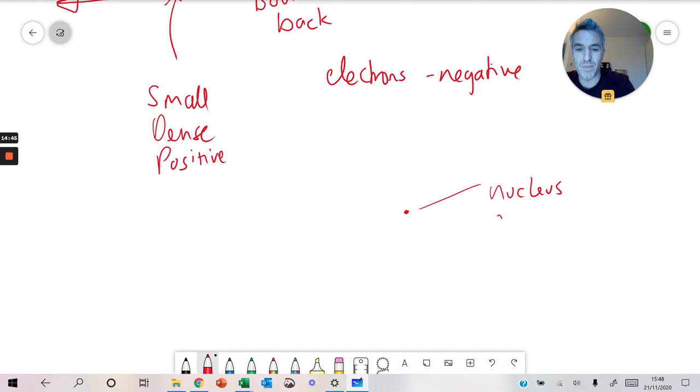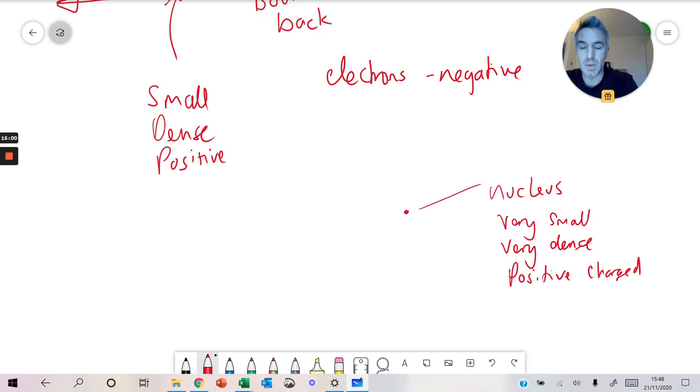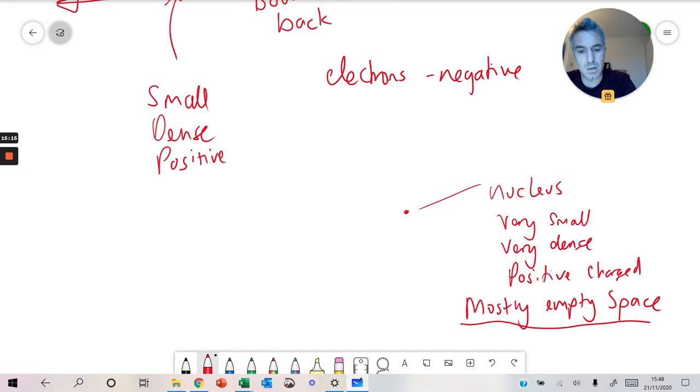A nucleus must be very small, very dense, and positively charged, for these things that they saw happen. He also said that the atom is mostly empty space. He said the atom's mostly empty space because obviously one in 8,000 bounce back, and 7,999 just keep coming through. So most of the time, these alpha particles just keep coming through and nothing really happens.